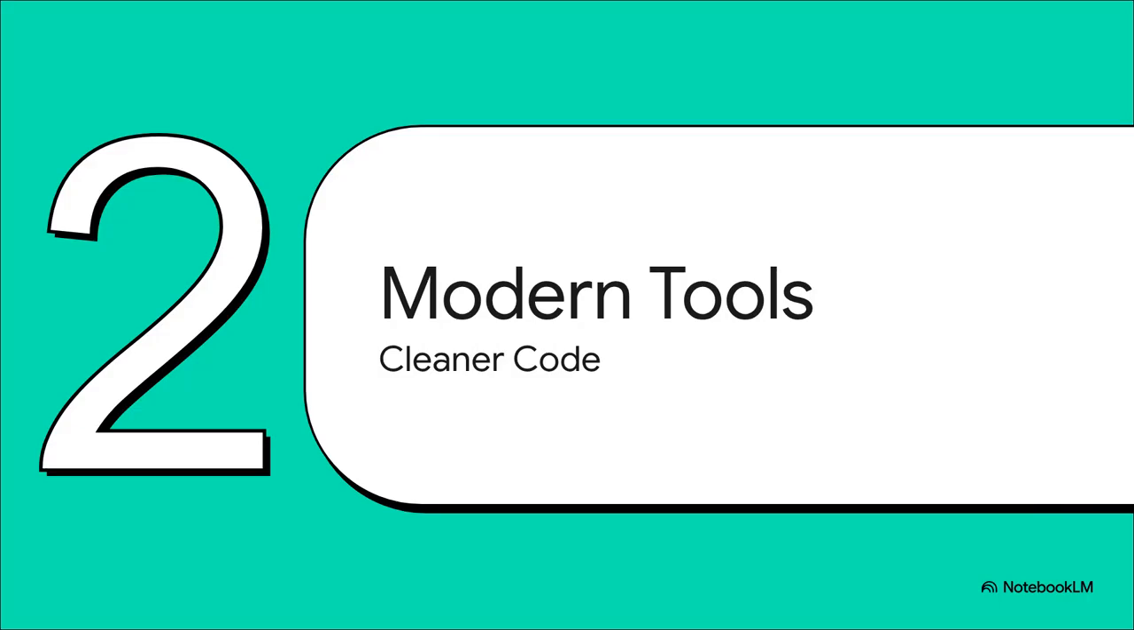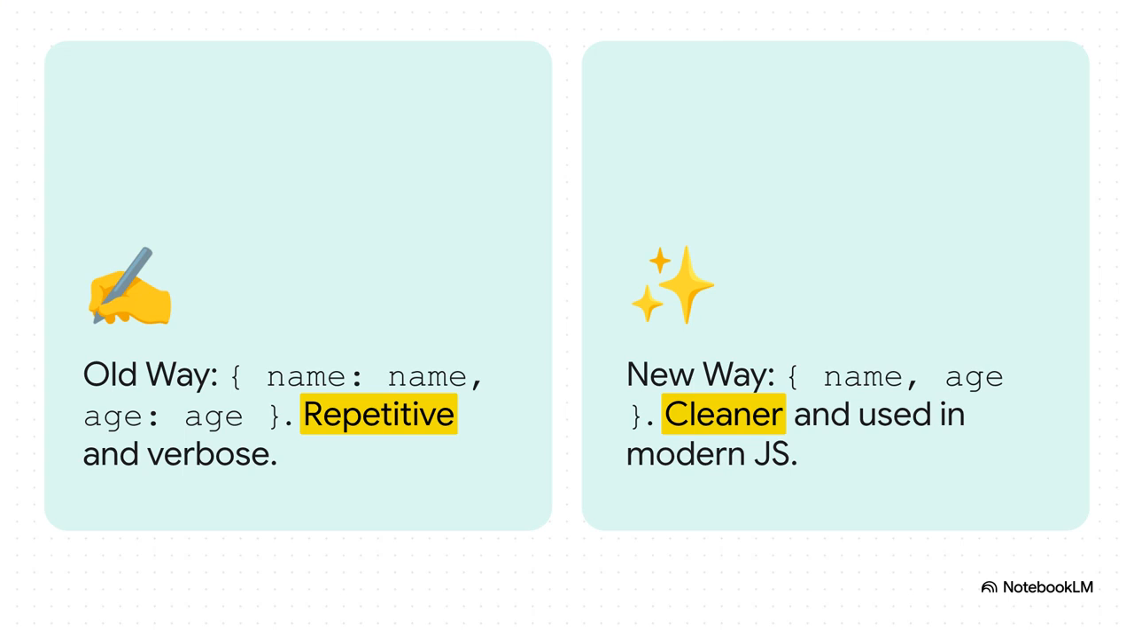Now, once you've got that blueprint down, it's time to upgrade your toolbox. JavaScript has given us some awesome modern features that make building objects way cleaner and, honestly, a lot more fun. And here is one of my absolute favorite upgrades, property shorthand. You know how in the old days, if your variable name was the same as your property key, you had to type it out twice? It was so repetitive. Well now, if they match, you just write it once. Bam! Done. It's a small change, but it makes your code so much tidier and more professional.